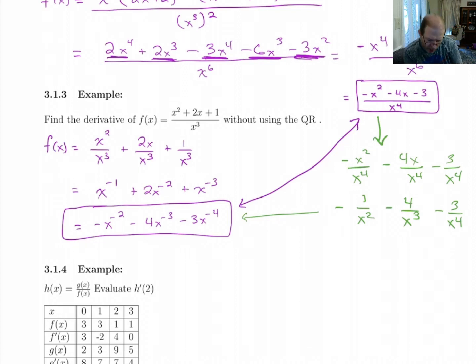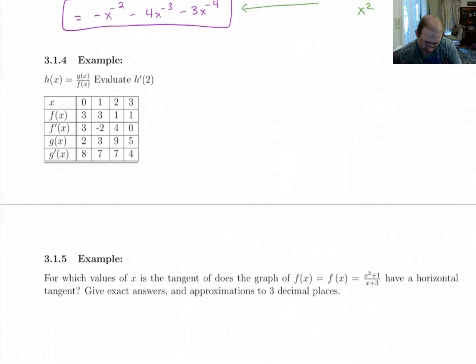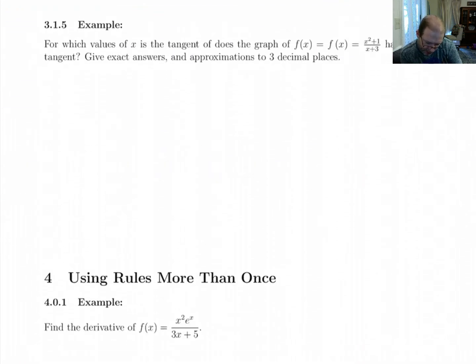I want to skip this example for a second, the 3.1.4, because I want to point out the next. I don't have the next example that I wanted.